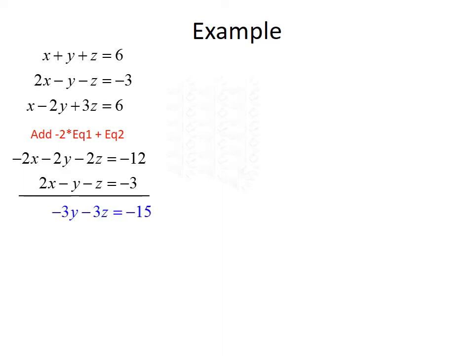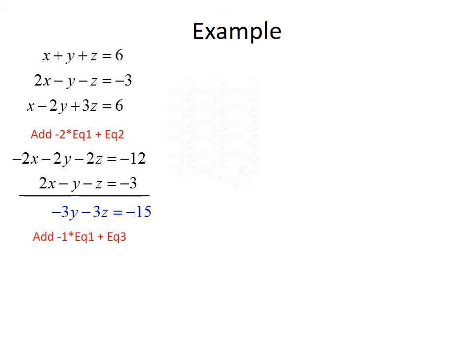Negative 2x plus 2x cancel out. Negative 2y plus a negative y equals negative 3y. Negative 2z plus a negative z equals negative 3z. And negative 12 plus a negative 3 gives us a negative 15. So now we have an equation that just has two variables.